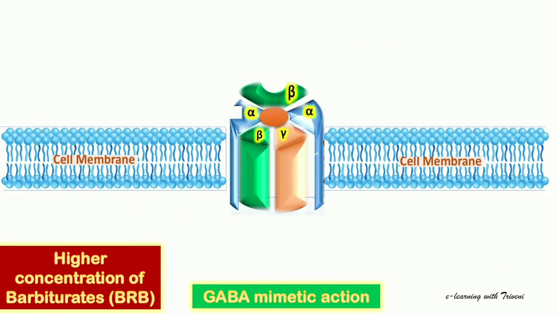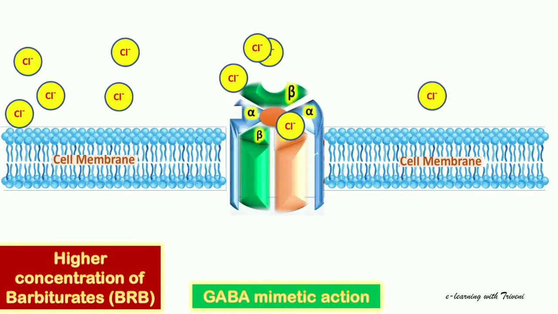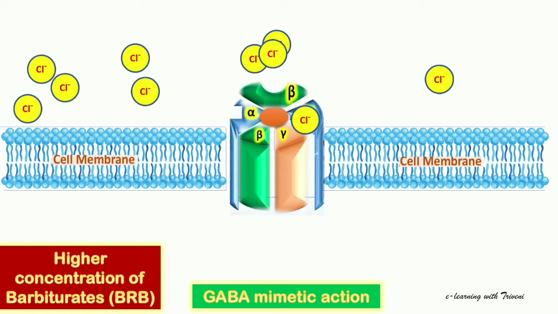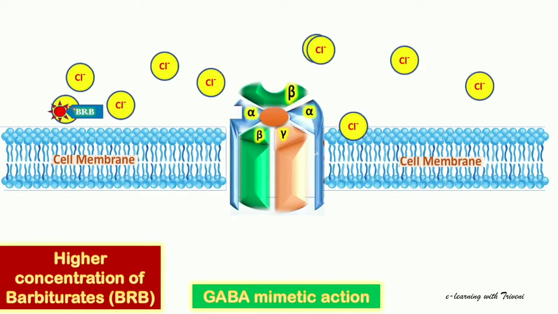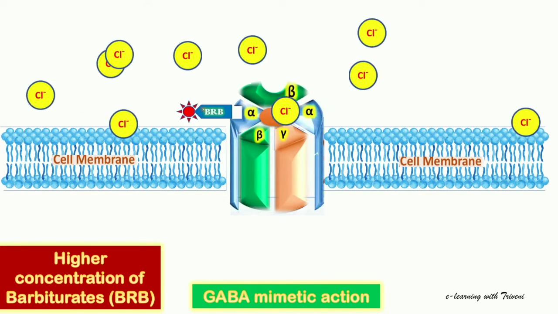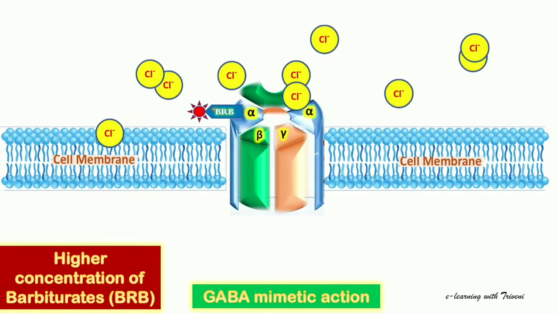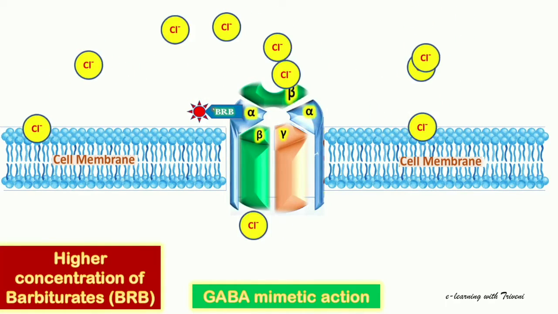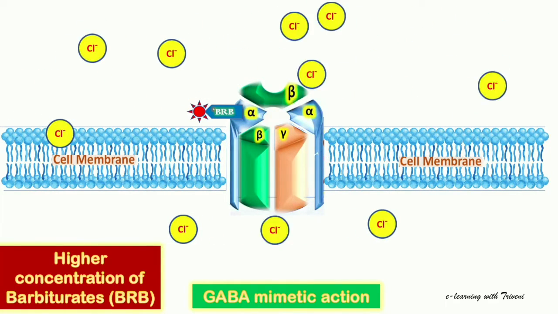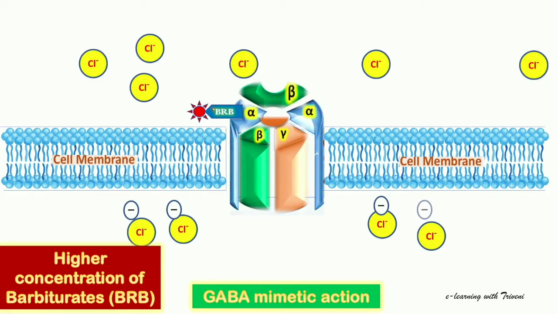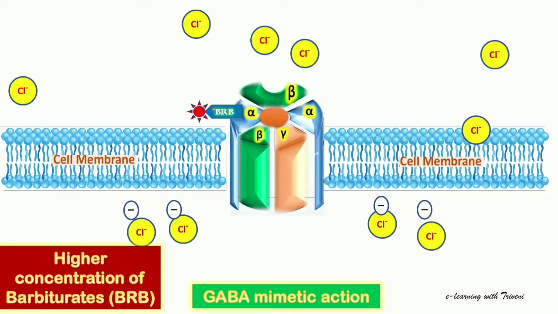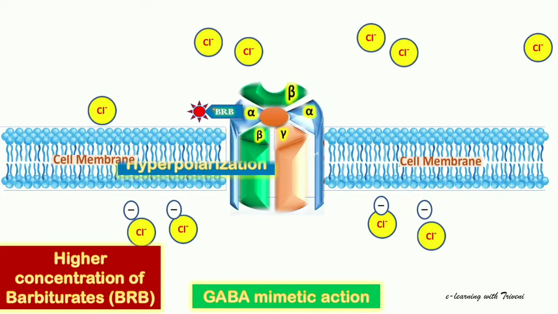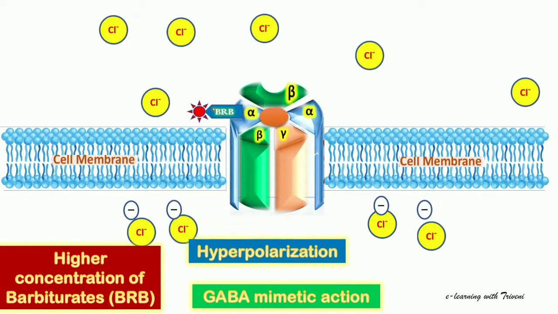At higher concentration, barbiturates can open the chloride channel complex directly and also produce a GABA mimetic action. So barbiturates have both actions, GABA facilitatory action and GABA mimetic action. Without the presence of GABA also, barbiturates can open the channel at higher concentration. This is the GABA mimetic action.